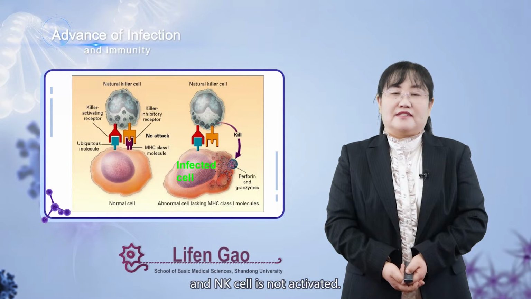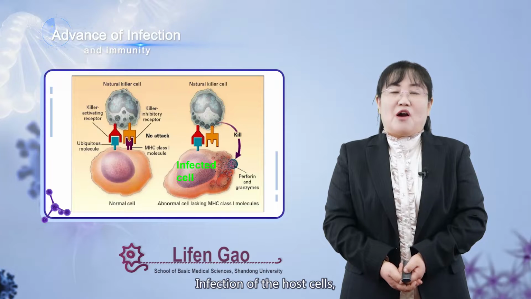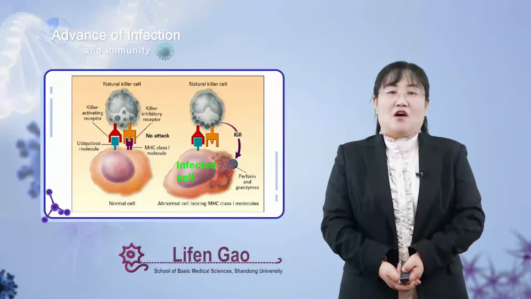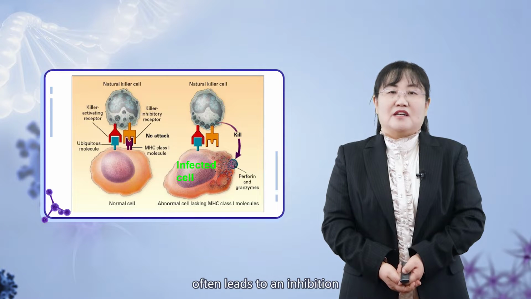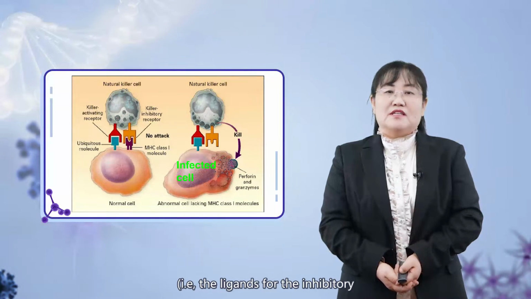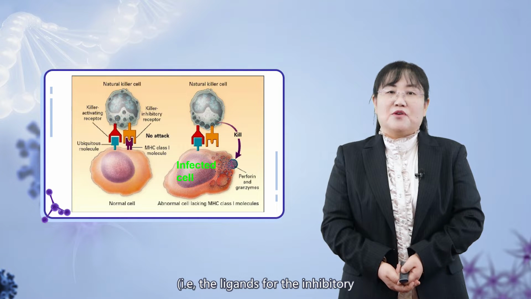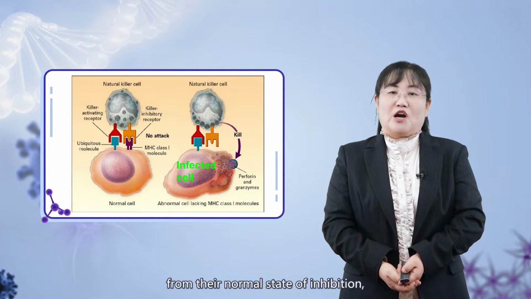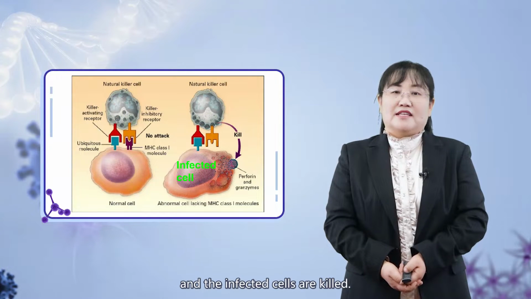not activated. Infection of the host cells, especially by some viruses, often leads to an inhibition of class 1 MHC expression, that is to say, the ligands for the inhibitory NK cell receptors are lost. So, the NK cells are released from their normal state of inhibition, and the infected cells are killed.